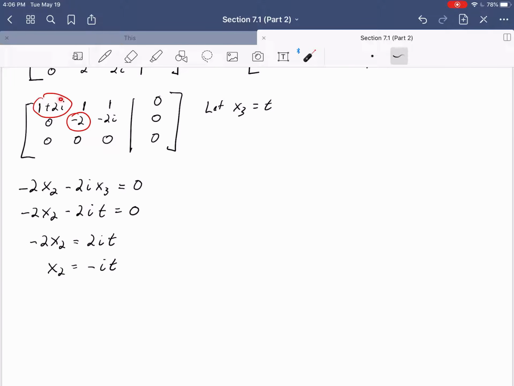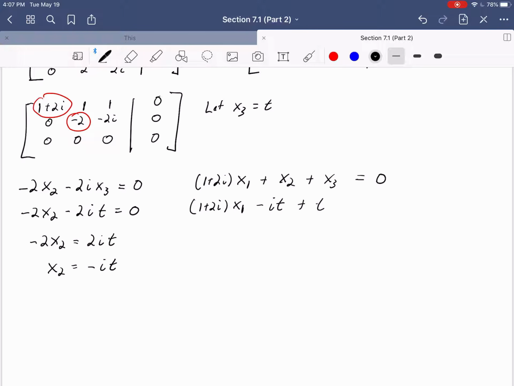All right, let's go ahead and get the first equation then. So that tells us that (1 plus 2i) times x1 plus x2 plus x3 is supposed to be 0. So that gives us that (1 plus 2i) x1 minus it plus t is supposed to be 0. So that gives us that (1 plus 2i) x1 is supposed to be (minus 1 plus i) times t. And all I'm doing there is bringing these onto the other side and thinking about that as a complex value and then that parameter.